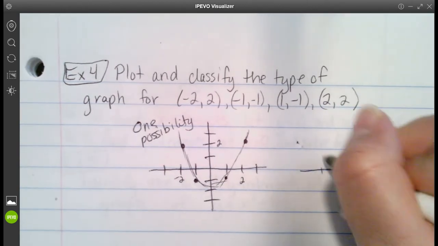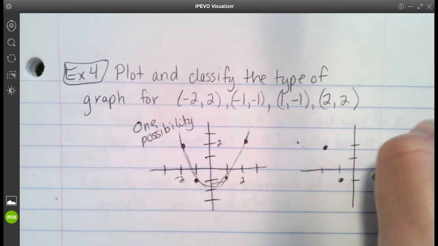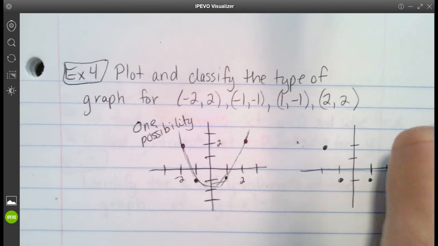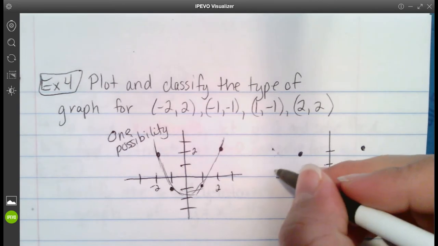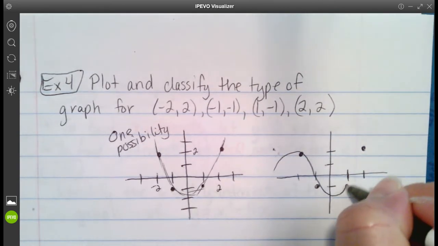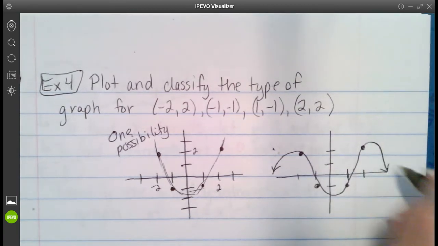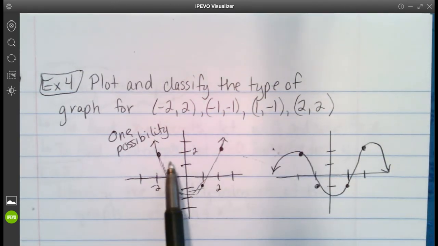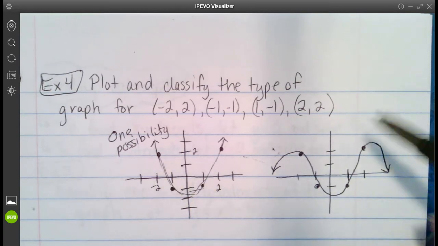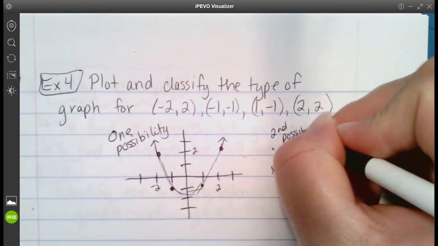Let's see, I had a point. I'm just going to do the two. I had a point here. I had a point here, here, and here. So another possibility that I might have with this graph is that it actually keeps on going this way, right? It could keep going that way. I'm putting the arrows because we don't know what this is. So this could be a function, it could be an actual graph, or it could just be a list of ordered pairs, okay? So this is another possibility. So this is a second possibility.